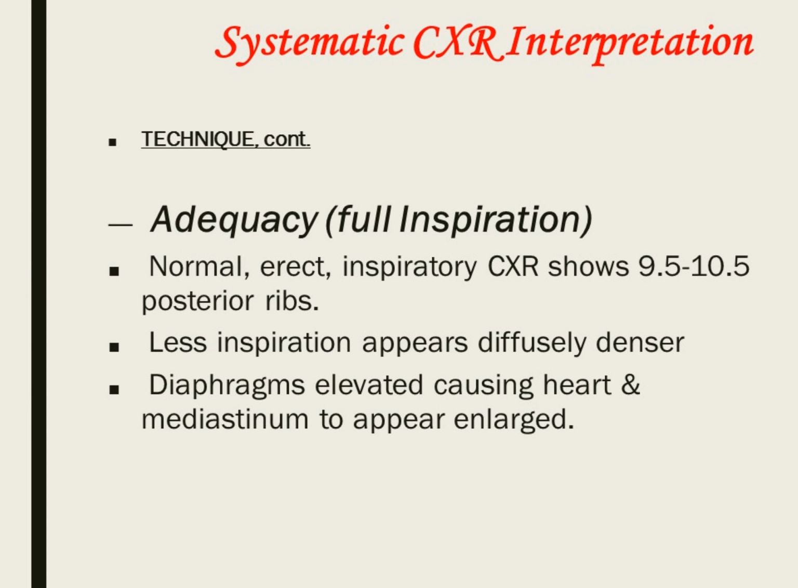So systematic interpretation: full inspiration helps. A chest X-ray should show 9 to 10 posterior ribs. That's inspiration, it's diffusely denser. So if somebody doesn't take a full breath, the X-ray tends to be squished, the lungs tend to be smaller, and the heart to thoracic volume tends to be slightly abnormal.